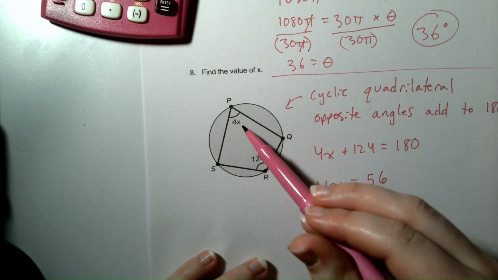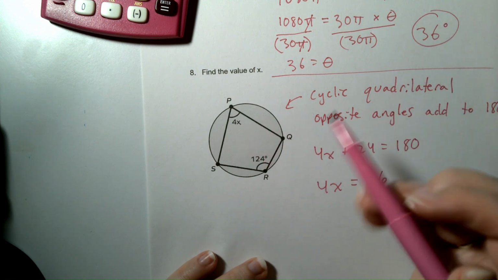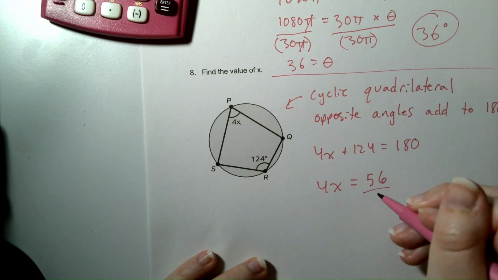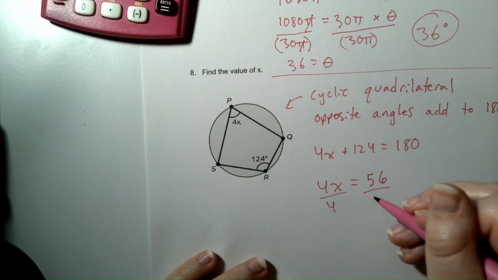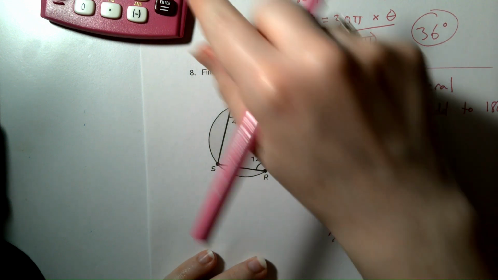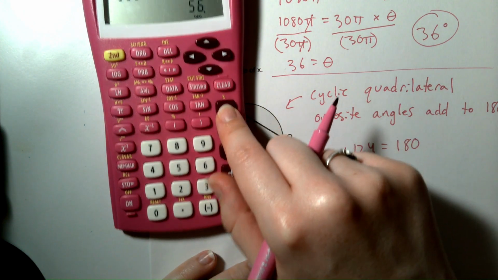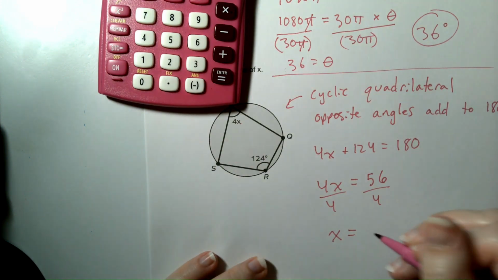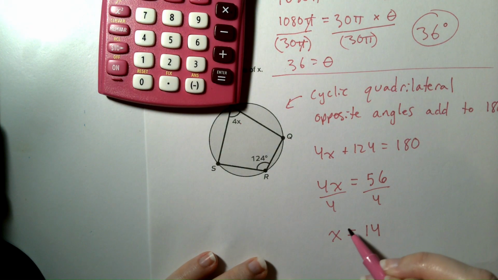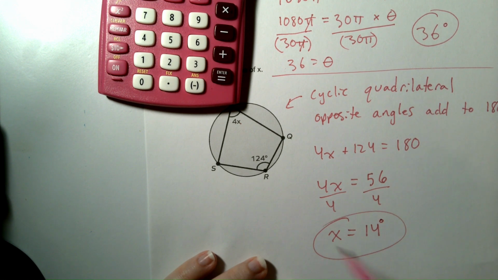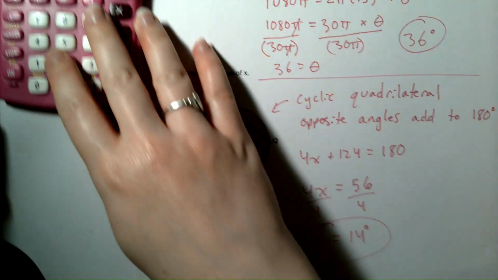And then all we have to do is solve for x. We know that this angle is going to be 56 degrees, but that's not what we're trying to find. We're trying to find what x is. So we know that 4x is 56. Then we can divide by 4 to get x by itself. This is just regular algebra. So 56 divided by 4 is going to give me 14. And that's it. I guess technically it would be 14 degrees. All right, and that's it.